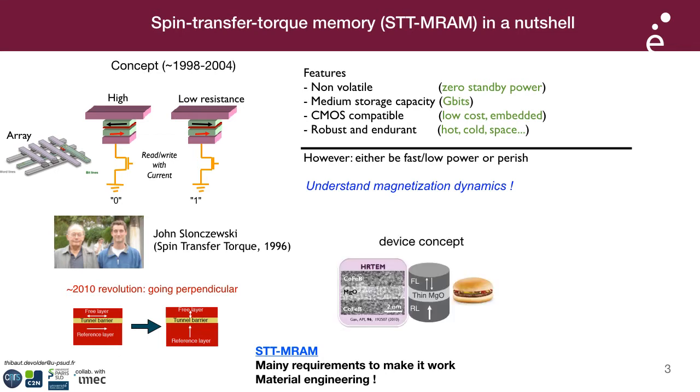So the concept was essentially to have two magnetic layers, most of the time based on cobalt iron boron alloys, that could be coupled through an MgO tunnel barrier, and one layer would have a free magnetization, so would store the information, and the other one would be fixed.